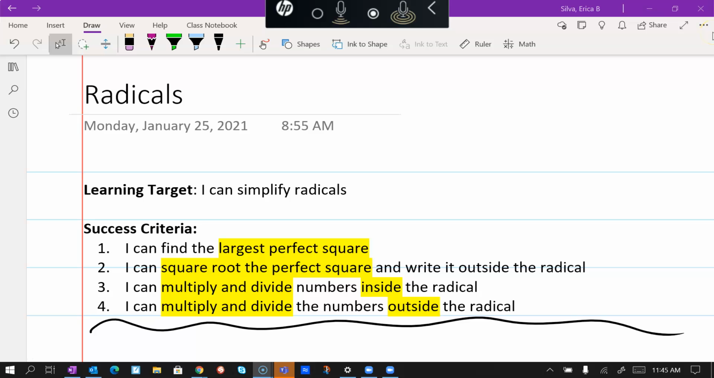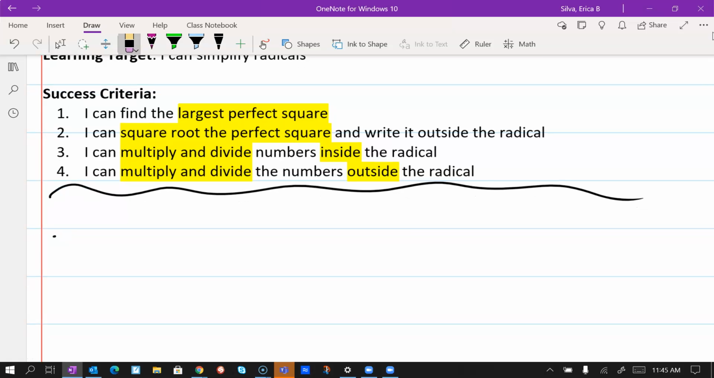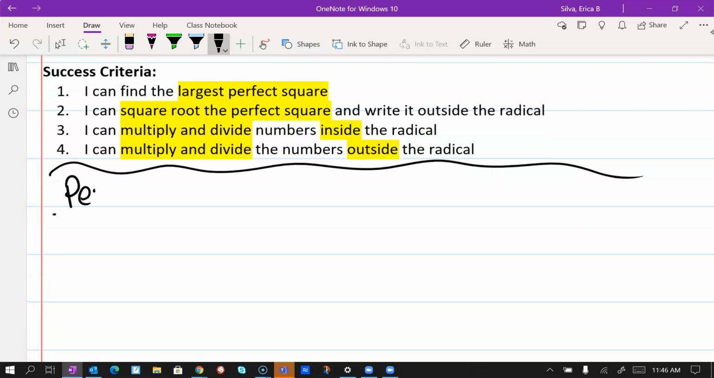All right, so we're going to be looking at radicals. We need to be able to simplify our radicals. By doing that, we can find the largest perfect square. We can square root the perfect square and write it outside the radical, and then multiply and divide inside and outside of the radical. So we're going to start with our perfect squares.